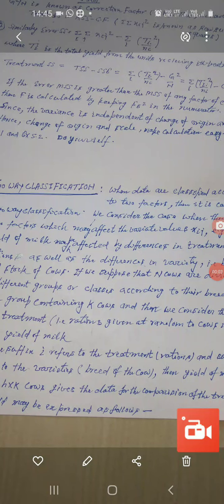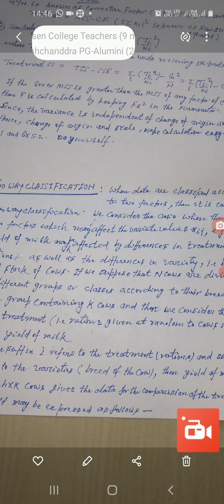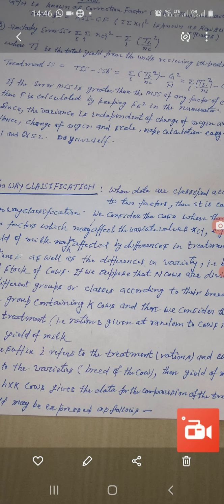In the previous lecture, we discussed two-way classification of data. Now we repeat once again. When data are classified considering two factors, then it is called two-way classification of data. We consider the case when there are two factors which may affect the variate value xij.